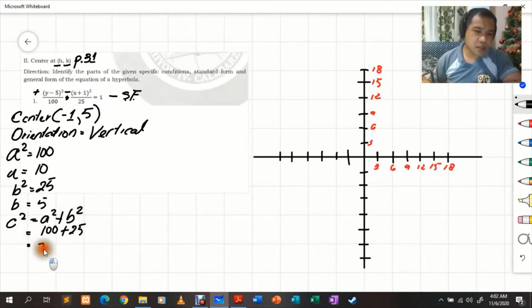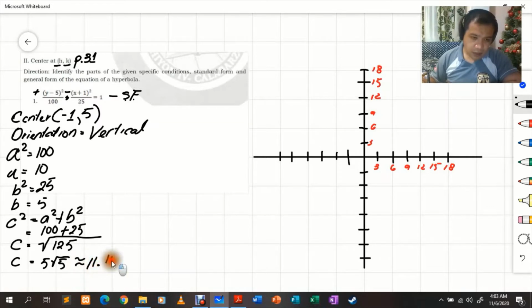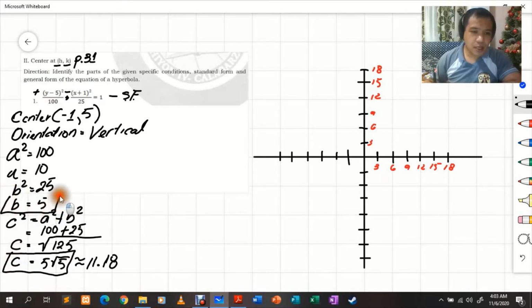Next, that is square root of 125 for the value of c. So, c is equals to 5 square root of 5. Or approximately, that is 11.18. Para kapag nag-plot ulit tayo, meron tayong idea kung saan natin siya ilalagay. So, this is the value of c. We also have the value of b. Then we have the value of a.